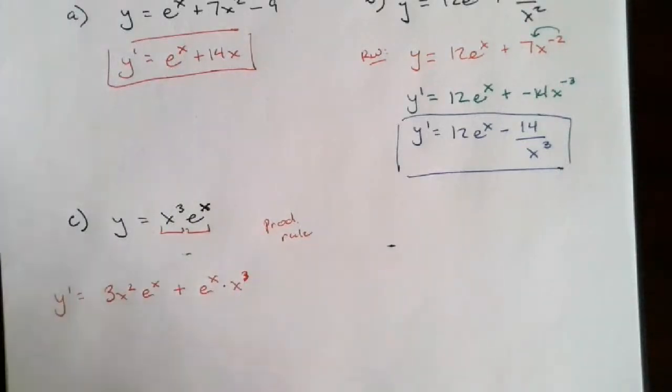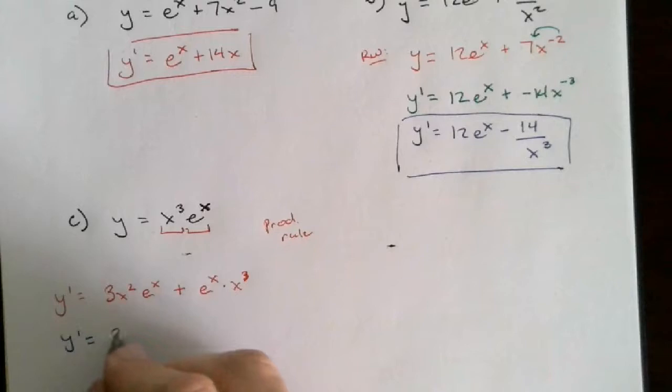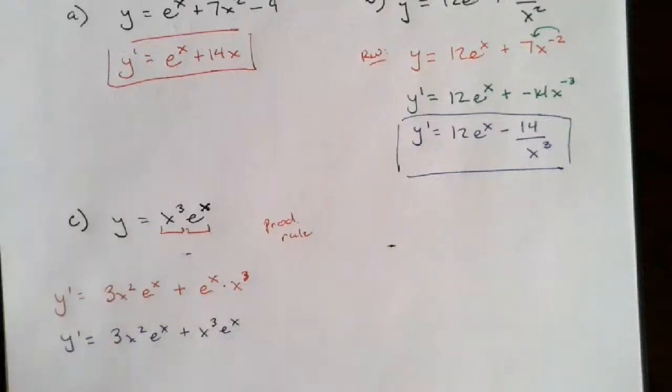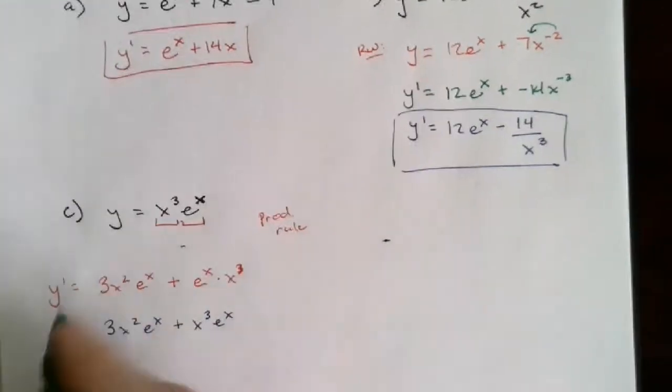And really you could leave it like this, and we'll simplify it just so you can see it. We have y prime equals 3x squared e to the x plus x cubed e to the x. And if you leave it like that, that's okay. You may also see this later on where we're trying to solve for something.